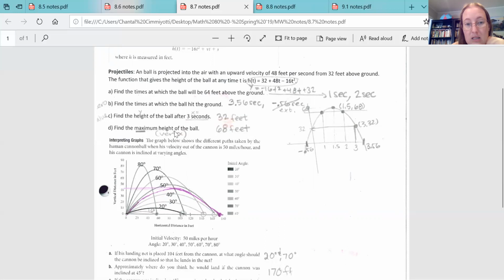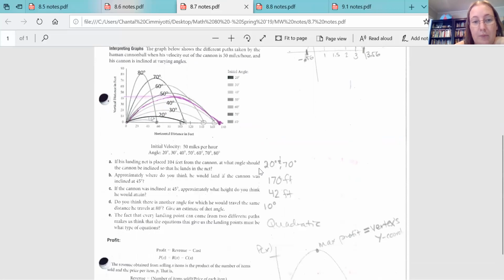What is the maximum height? That means you're looking for the vertex. So you can use the maximum feature of your graphing calculator. Under the calculate, just do maximum and go on either side, and it will find it at 1.5 seconds and 68 feet up in the air. So the maximum height would be 68 feet. And again, these are word problems, these are context, so units of measure are good to include.